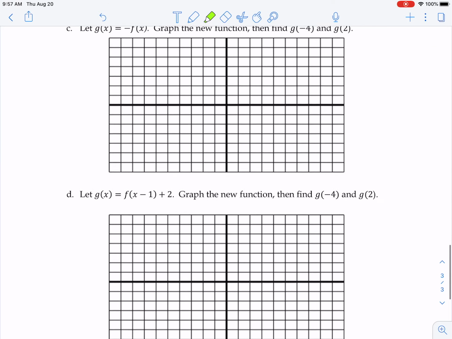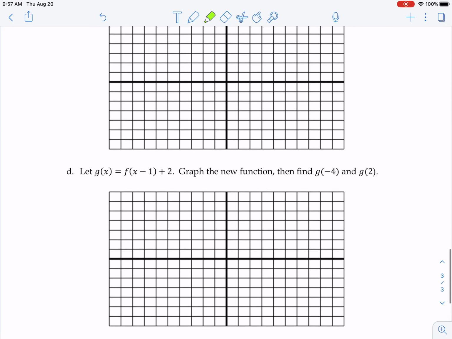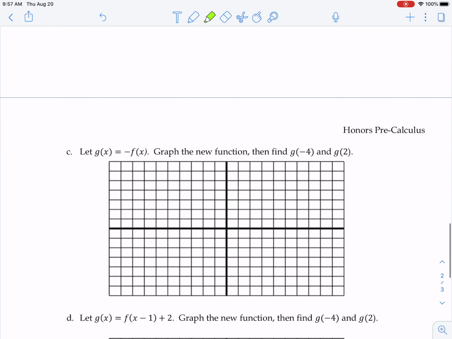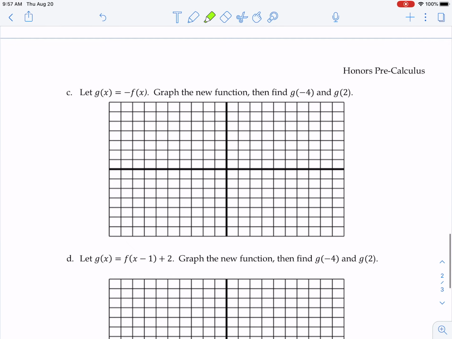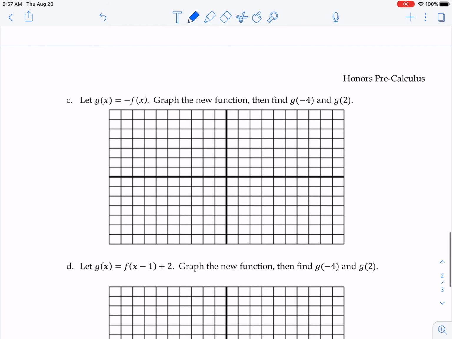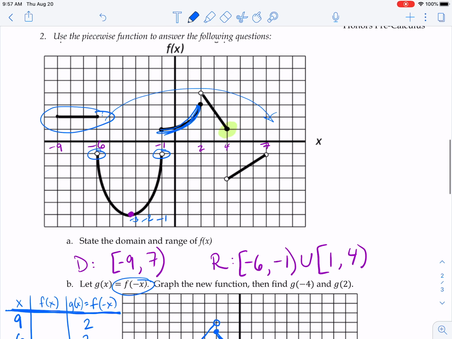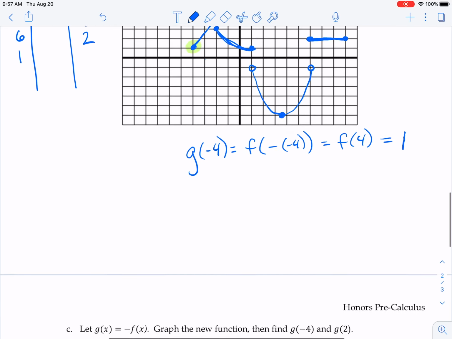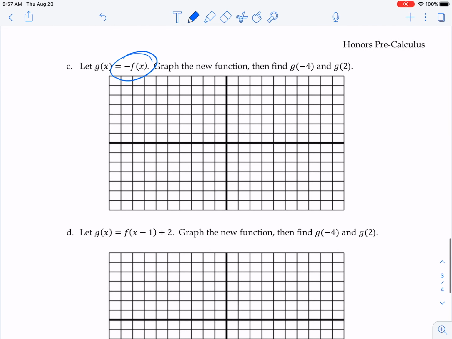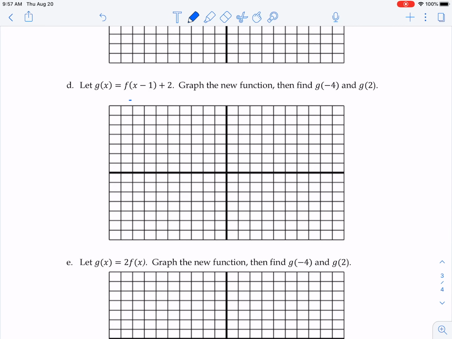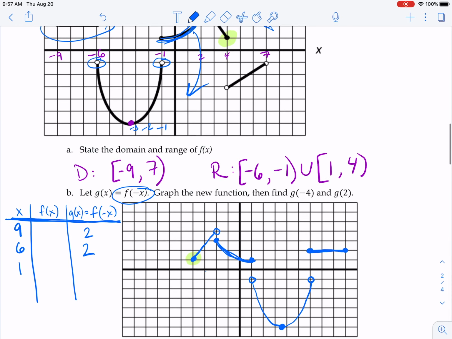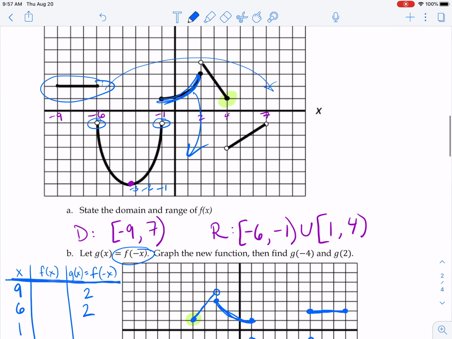Let's talk about the transformations on the next few, and then I want you to practice, and I'm pretty sure I have a key already that I will go find and post. This one now is asking us to reflect over the x-axis. So anything that had been up top is now going to move down to the bottom because of that negative. This one we're going to shift to the right 1 and up 2. So any point, like this point right here, is going to shift to the right 1 and up 2.